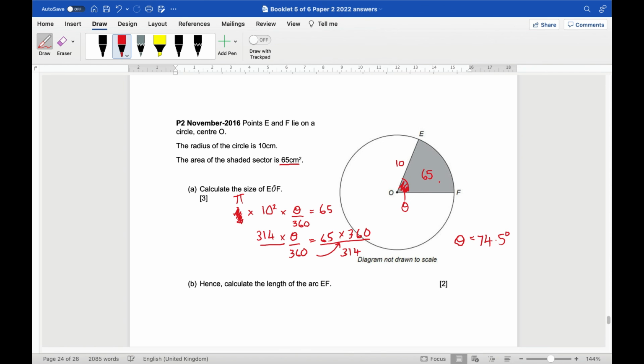Hence, calculate the length of the arc. Well, now that the length of the arc is pi times the diameter times the angle over 360, but we know both those things, okay? We know that the diameter is not 10, it's double 10, which is 20, and we know that the angle there, well, we just worked it out to be 74.5, and you can work that out.